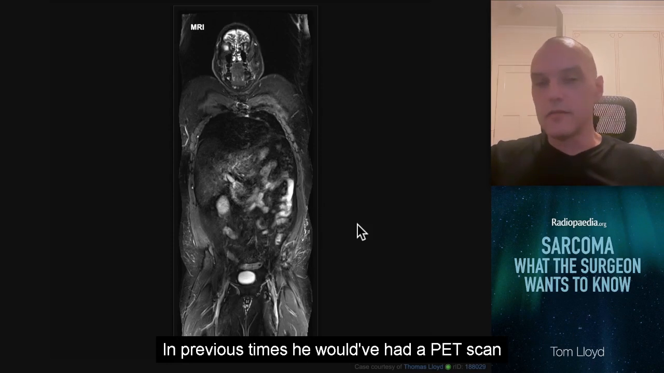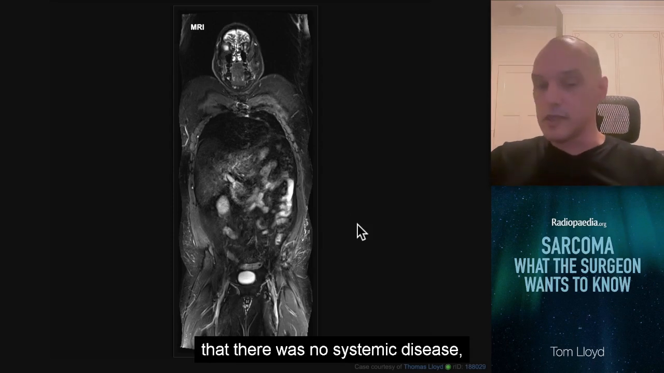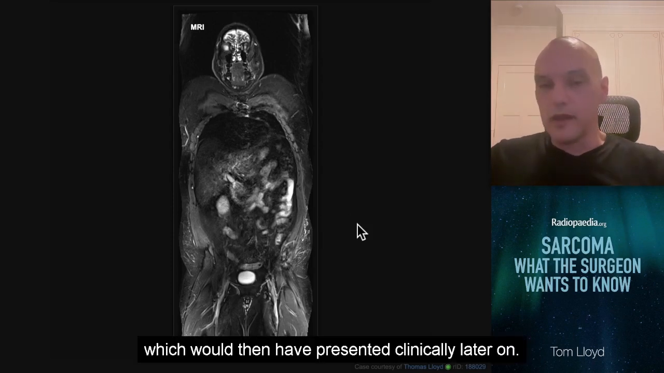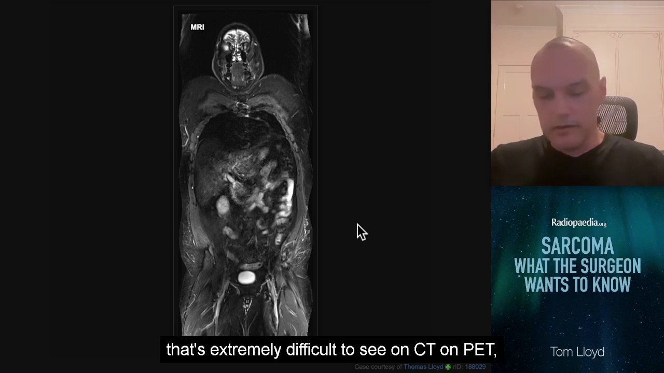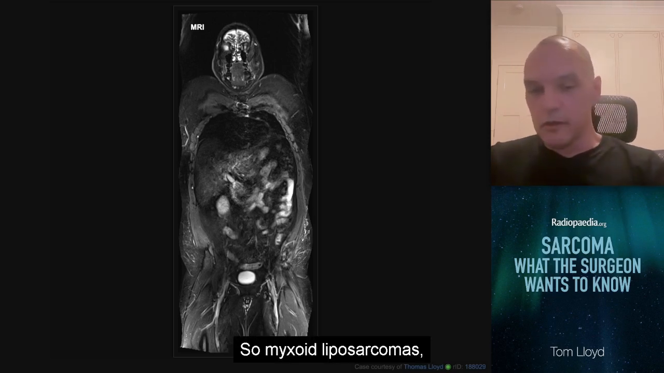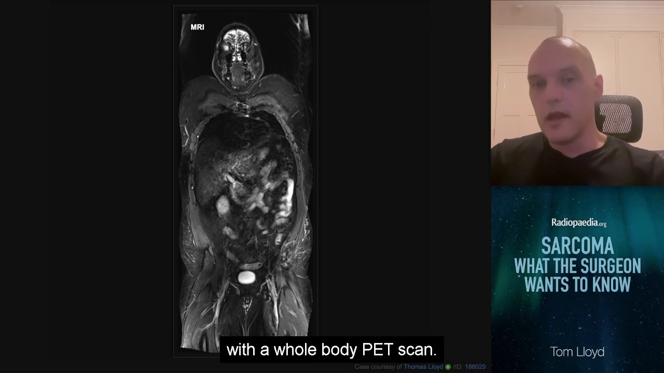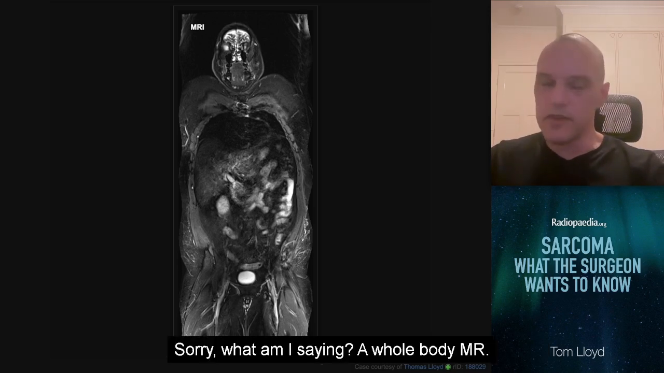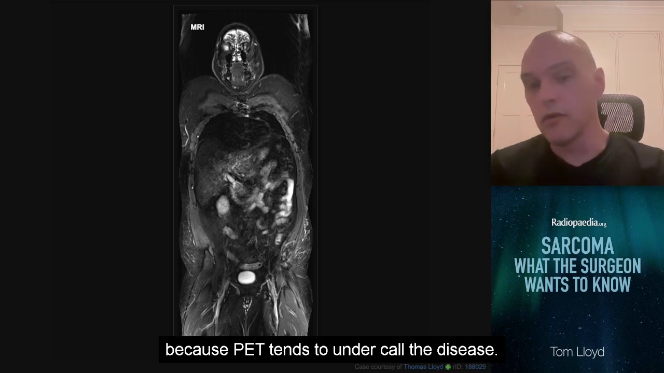In previous times, he would have had a PET scan and incorrectly believed that there was no systemic disease, which would then have presented clinically later on. And we've seen cases where somebody's presented with disease that's extremely difficult to see on CT, on PET, and then it's extensive on MRI. So, myxoid liposarcomas, if you need to stage a myxoid lipo, you're better off doing it with a whole body PET scan. Sorry, what am I saying? A whole body MR rather than PET, because PET tends to undercall the disease.